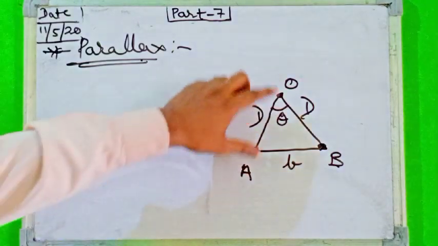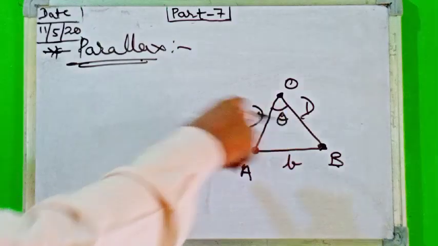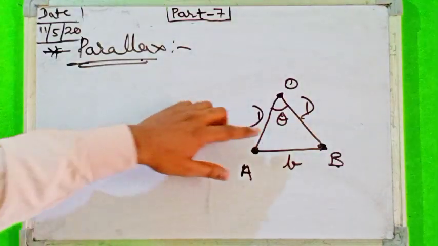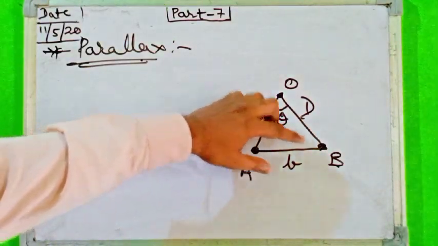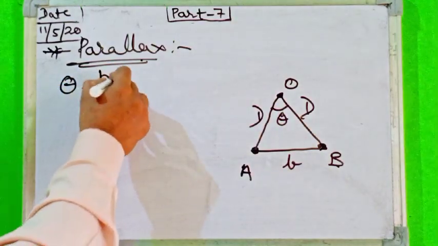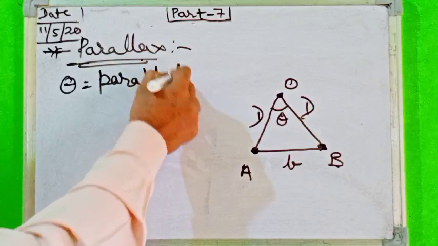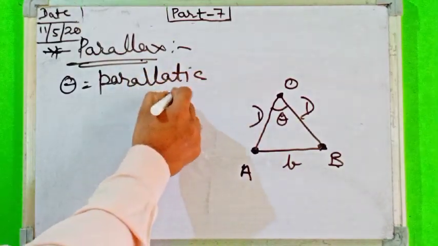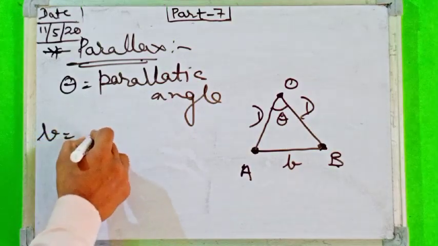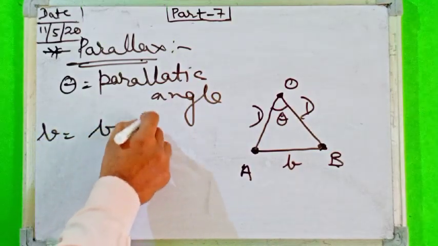So this phenomenon is called parallax, and the angle theta is called the parallactic angle, and B is called the basis.